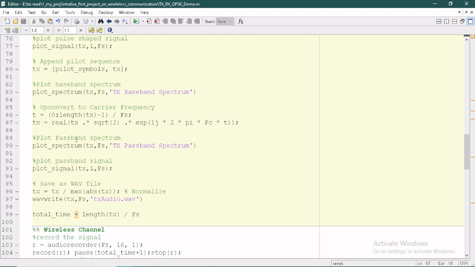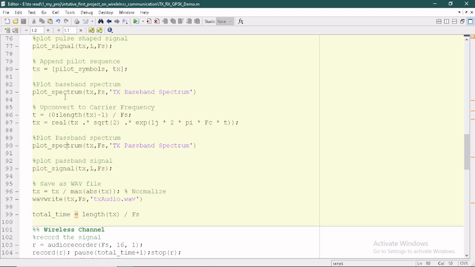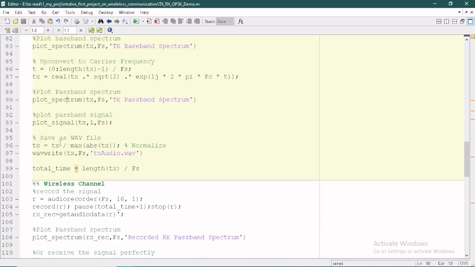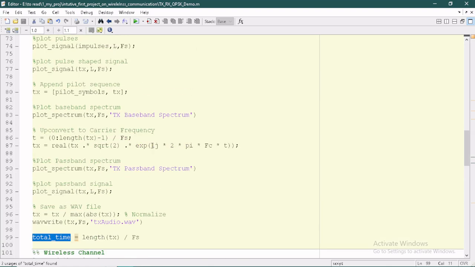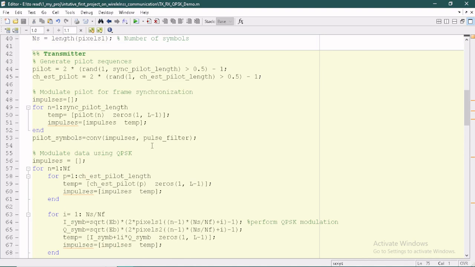We also do some plotting. All these plot functions, you can see them later. They just do the plotting simply. And here we save the audio file so we can use it later. And here we see the total time for the transmission. So let's run this section and see what we will get.